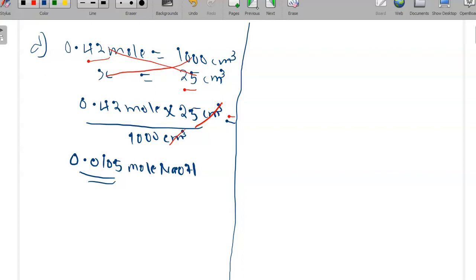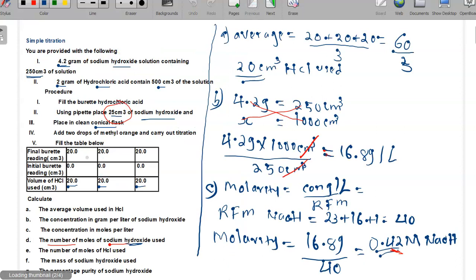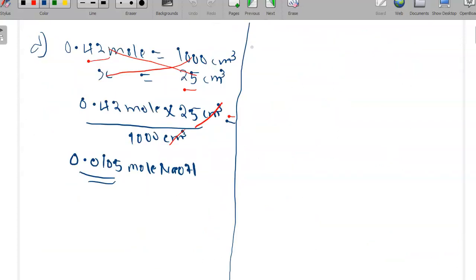Next, let us also see the next question. Part E, the number of moles of HCl. So how do you get the number of moles of HCl? The number of moles of HCl can be obtained through the equation. How do you do that? That is part E. So you react the two solutions: sodium hydroxide aqueous plus HCl aqueous. Then we react. The products will be sodium chloride aqueous plus water.